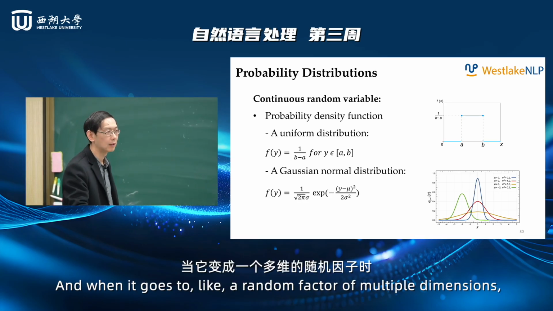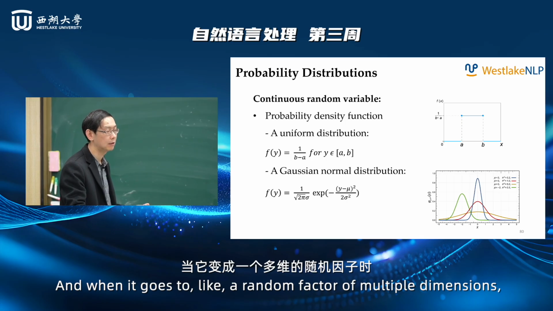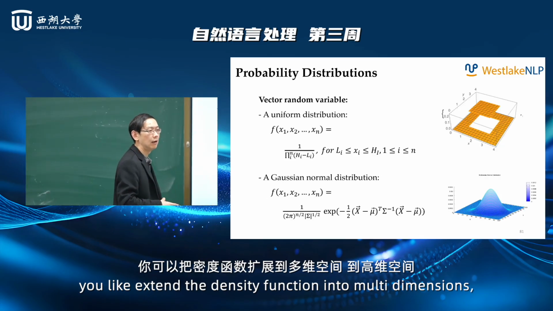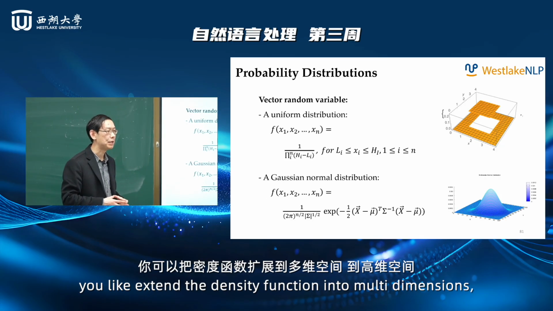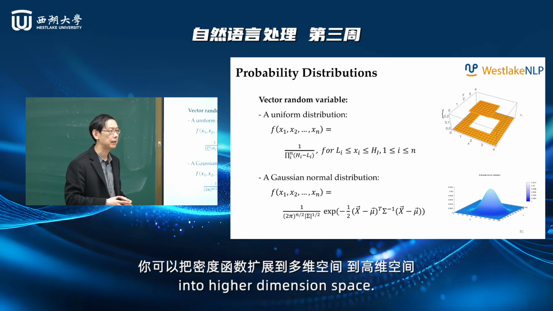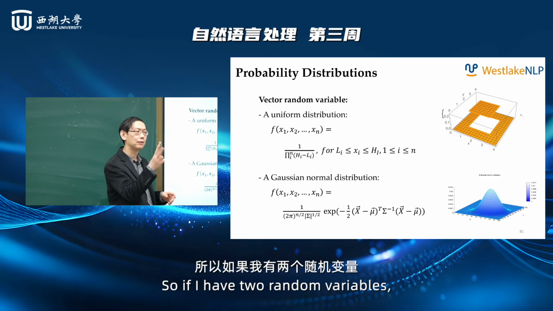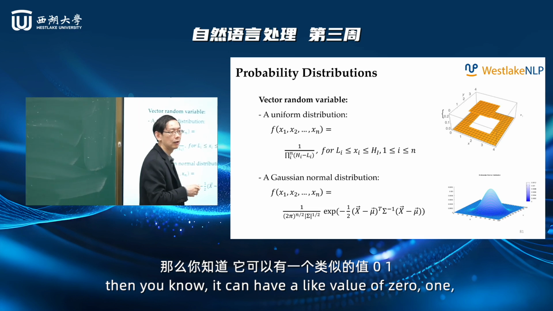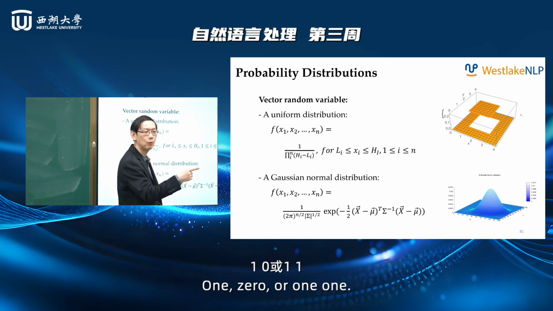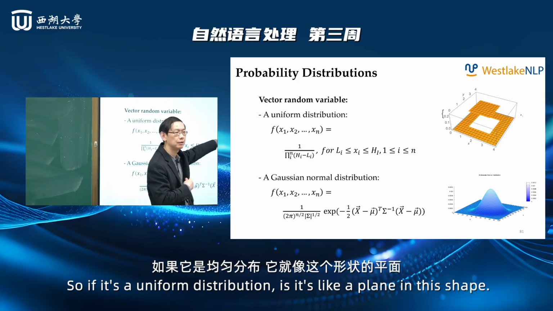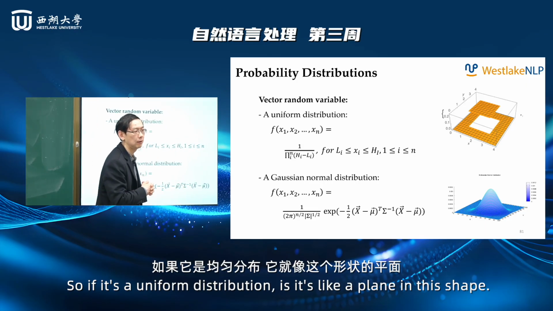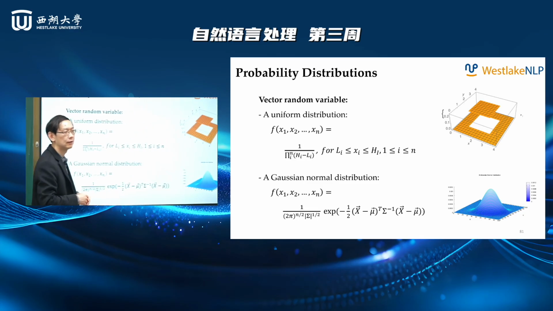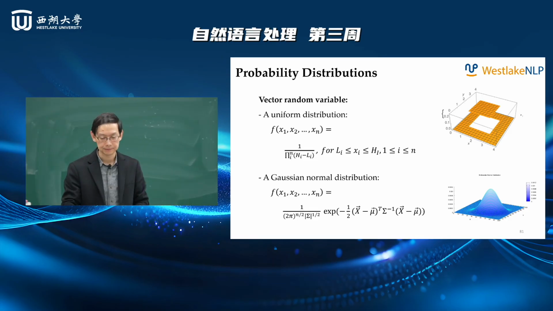And when it goes to a random vector of multiple dimensions, you extend the density function into a higher dimension space. So if I have 2 random variables as a vector of 2 dimensions, then it can have a value of 0, 0, 0, 1, 1, 0 or 1, 1. If it's a uniform distribution, it's like a plane in this shape. And if it's a Gaussian distribution, then it's like this bell-shaped surface. Okay, so that's a quick review.